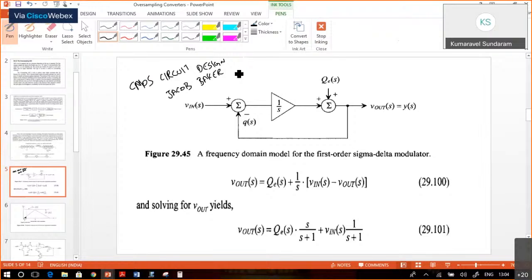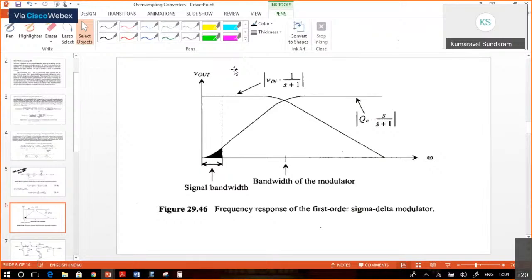So quantization noise will be filtered out. It will go to the high pass range, whereas for the signal it will act as a low pass. That's why, in the frequency response, if you see the bandwidth, the noise is moved to the high frequency domain. So the signal to noise ratio is going to be improved.